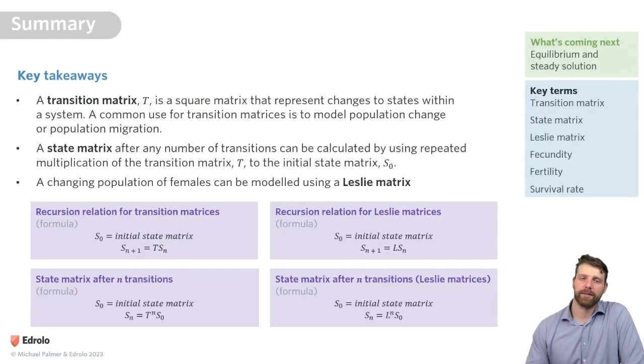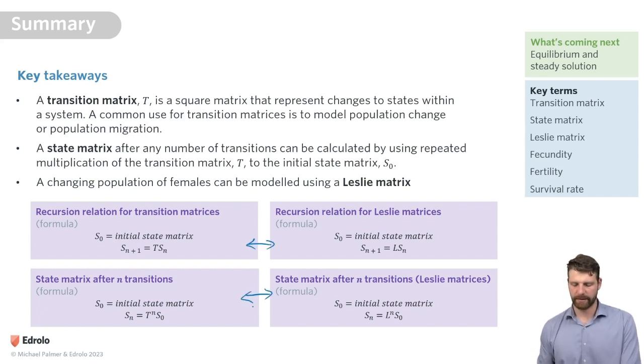Okay, here's our summary slide. We looked at lots of stuff today, transition matrices, state matrix, and the Leslie matrix. I just have left the formulas there, but notice that these two and these two are very similar. They're exactly the same, it's just we've changed T for L. So L is that Leslie matrix example that we went through. All right, up next we're looking at equilibrium and steady state solutions, so stick around for that.